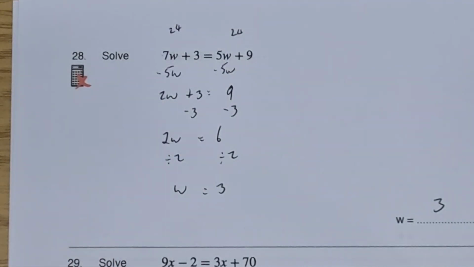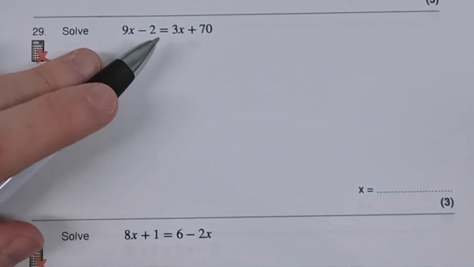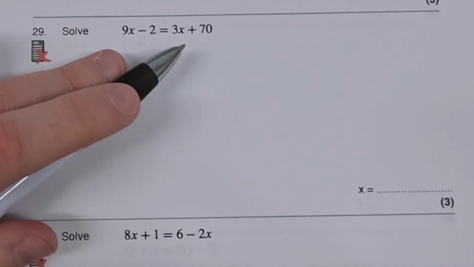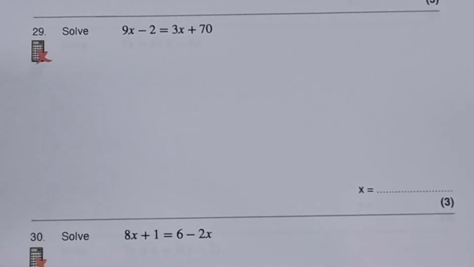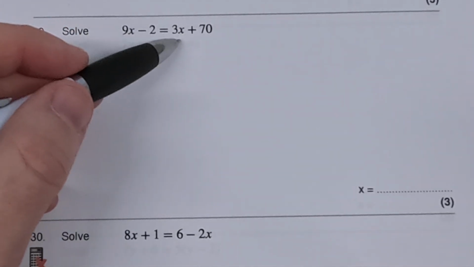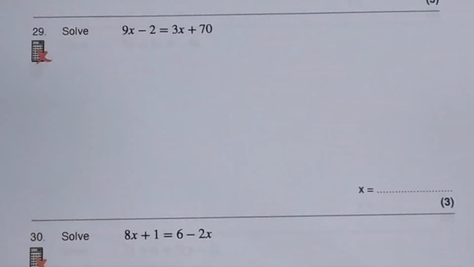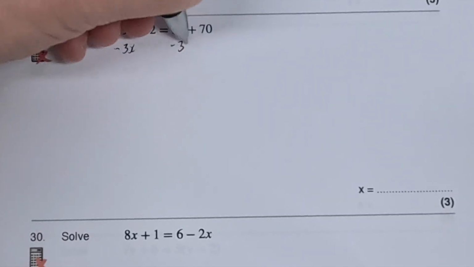And that's it. Okay, let's look at our next question, question number 29. We've been asked to solve 9x minus 2 equals 3x plus 70. When we've got an equation with letters on both sides, I want to get rid of the lowest number of the letters. Here we've got 9x's and here we've got 3x's, so I'm going to get rid of these 3x's. To do that, I'm going to take away 3x's from both sides of the equation. So minus 3x, minus 3x.